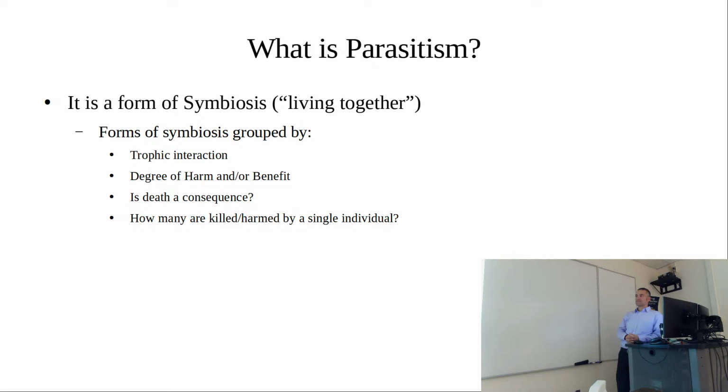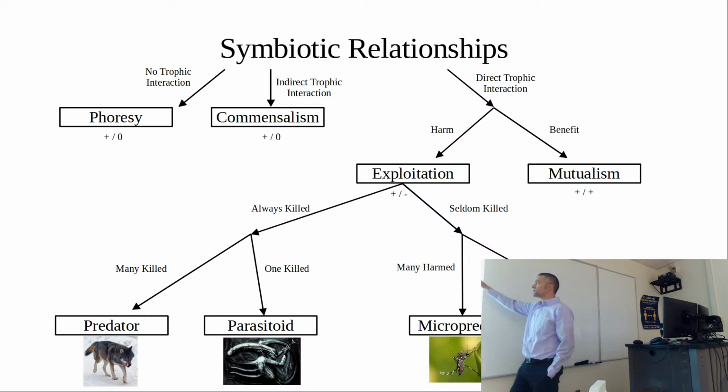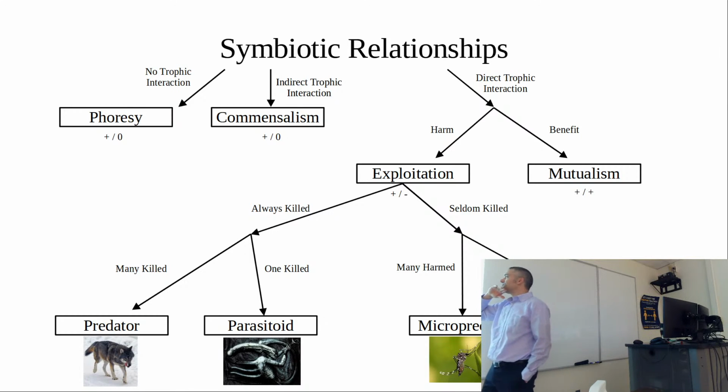So, what are the forms of symbiosis? Symbiotic relationships, starting at our trophic levels. We can have direct trophic interaction, indirect trophic interaction, or no trophic interaction. On this chart, I've also labeled benefit, harm, or no harm for that interaction, like +0 for phoresy.